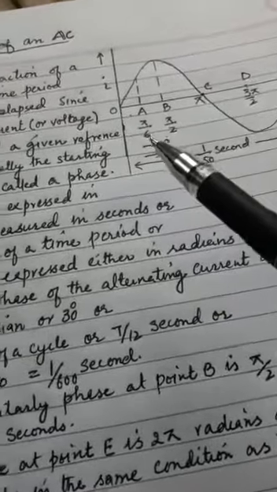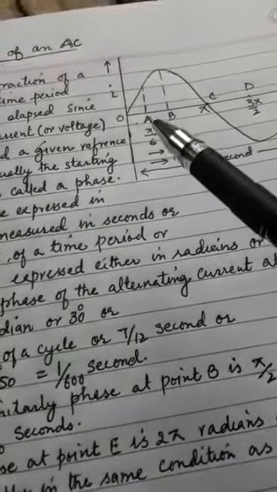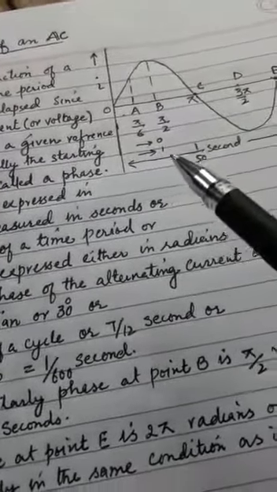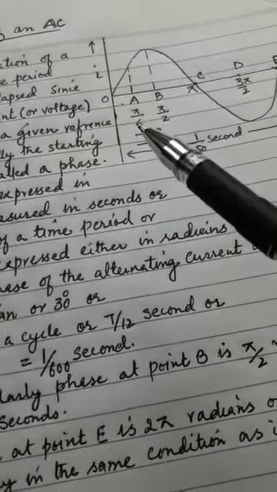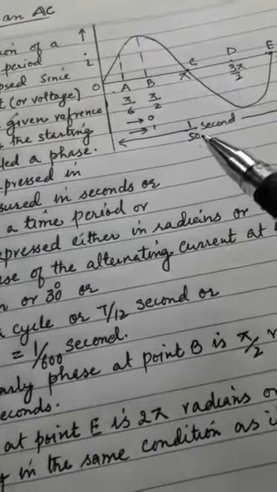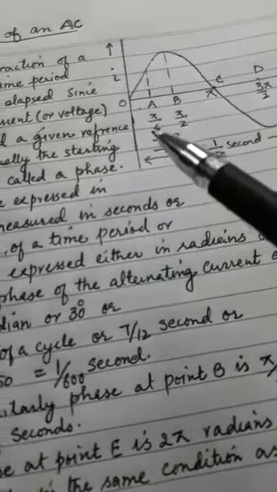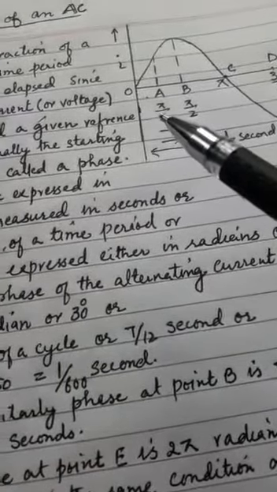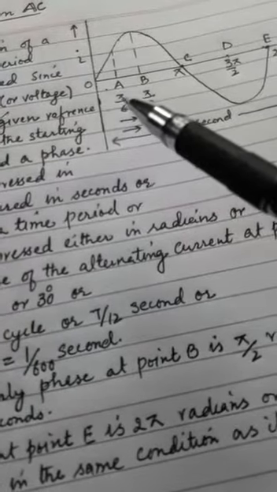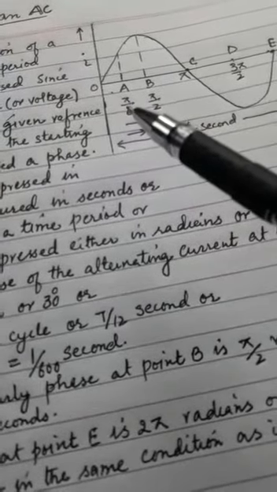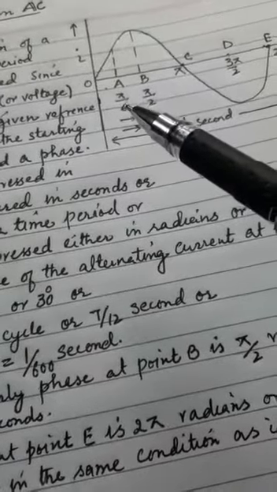So when you take the phase of this section of the sine wave, the time period will be equal to 1 by 600 seconds, because 1 by 6 is multiplied by 1 by 50. Or we can consider it as pi by 6 radians, that is equal to 30 degrees. Pi's value is always equal to 180, and 180 divided by 6 is equal to 30 degrees.